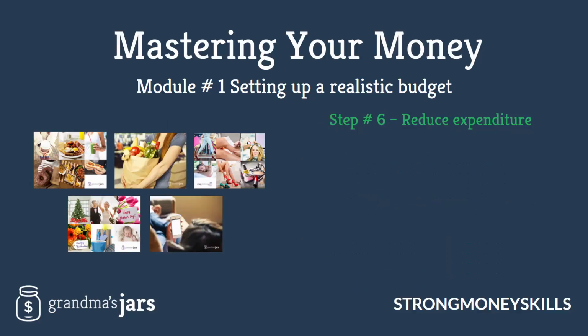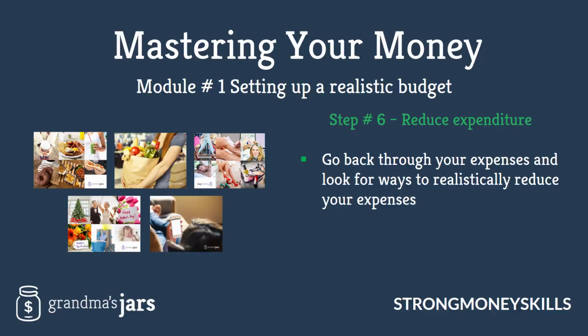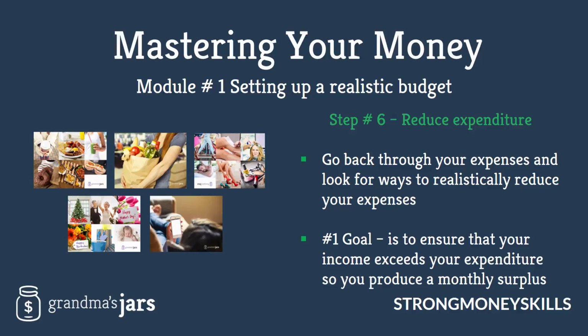Step 6, reduce your expenses. Now that you can look at your income and spending objectively, you need to go back through your expenses and look for ways to realistically reduce your expenses. Remember, your number one goal is to ensure that your income exceeds your expenditure so that you can produce a consistent monthly surplus. Once you've completed step 6, you should now have your budget set up.